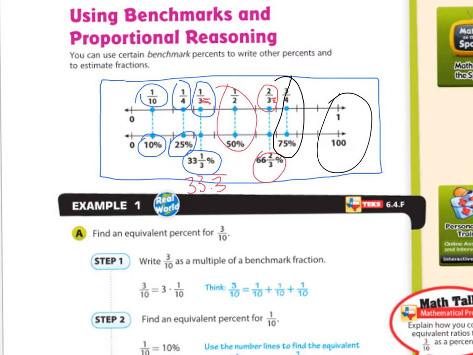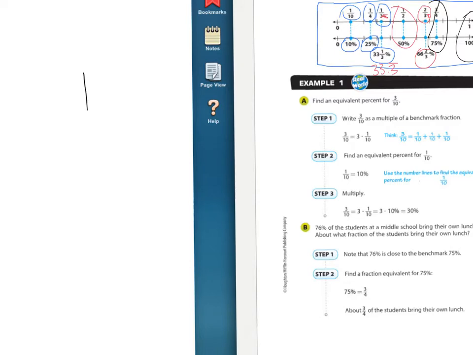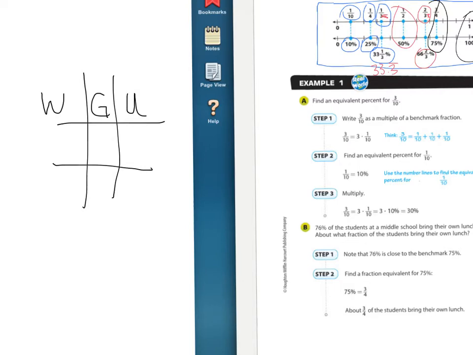Okay, so example 1 says find an equivalent percent for 3/10. This is how you're going to use the WGU table for this. You're going to be so glad that you know how to use one of these. WGU. Okay, our words are part and whole. Part and whole. And the given information is 3/10. That's our fraction that they gave us, 3/10. And the unknown is the percent that we're going to find.